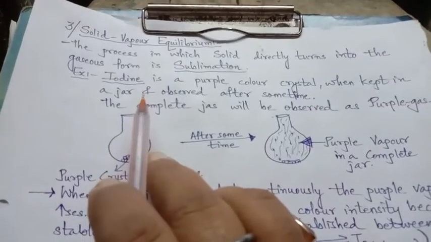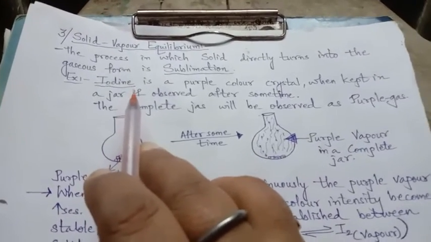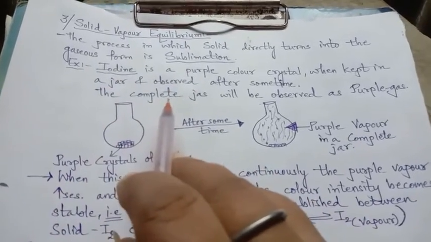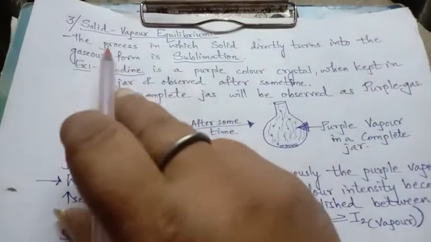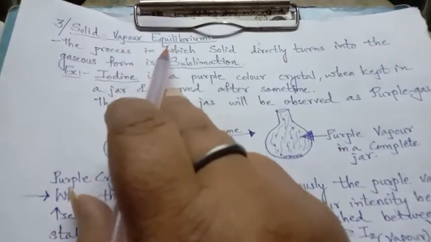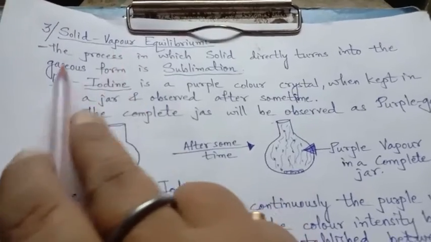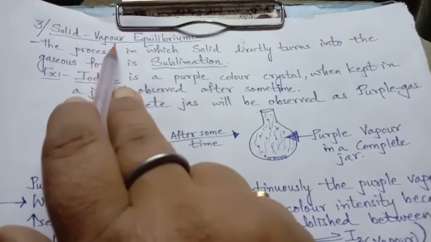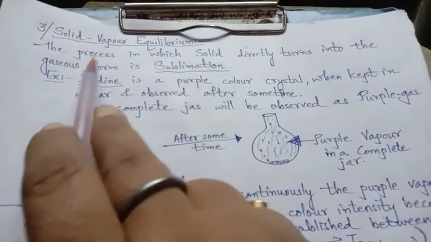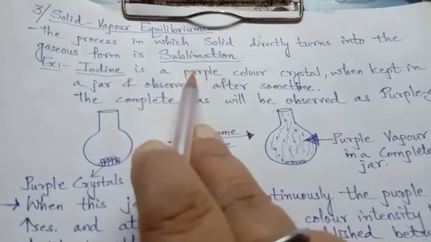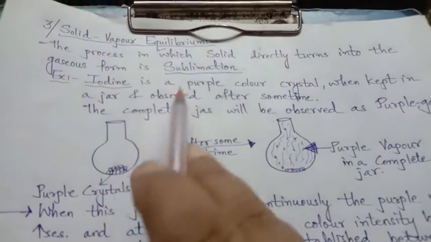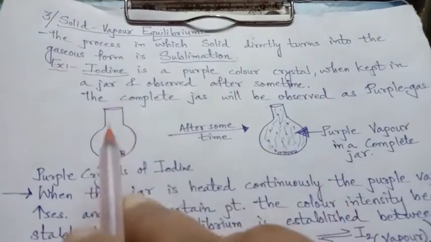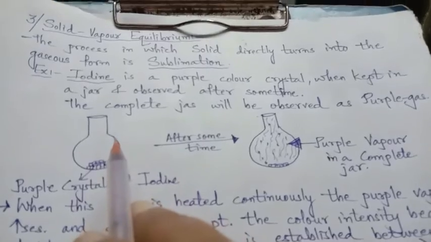Good morning, dear students. In the previous videos, we have seen liquid vapor equilibrium and solid liquid equilibrium, and today we will see solid vapor equilibrium. Now, we all know that the process in which a solid directly turns into the gaseous or vapor form is called sublimation. In the same way, if the gaseous form directly converts to the solid, it is also sublimation.